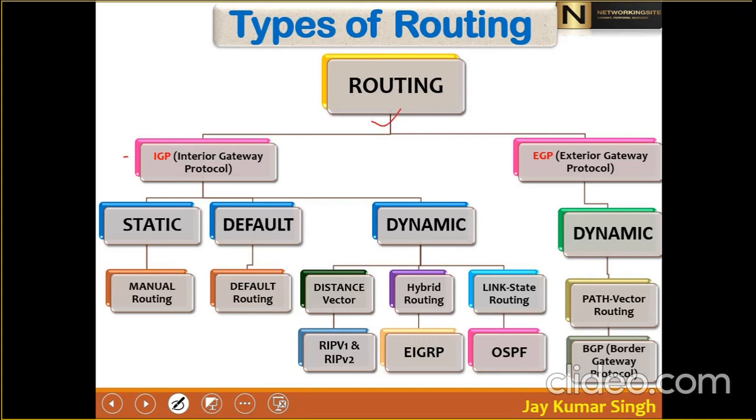This we already know that our routing is divided into two sectors. One is interior gateway protocol, means inside the organization, and second one is outside the organization. So these protocols work inside the organization, and BGP is the protocol which works outside the organization. Means when two organizations want to communicate, then we need BGP protocol for creating communication between them. So static is already done, default is already done. Now in dynamic we are moving with RIP.